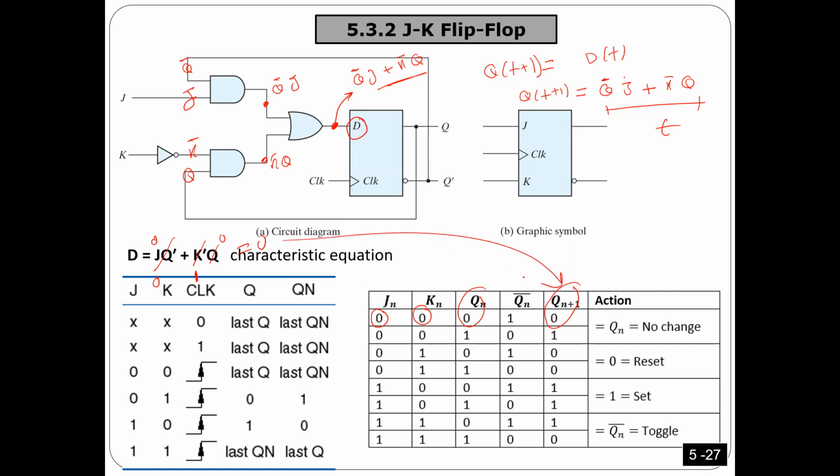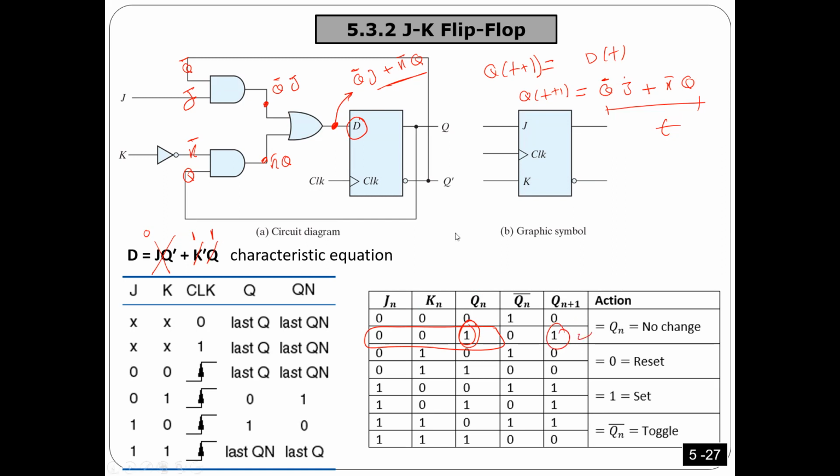Okay, let's take another one. For example, let's take this one here. Here again, J is 0, so this one is 0 regardless of anything because J is 0. K prime here is 1. Q is 1. That's why I'm going to get 1 here.